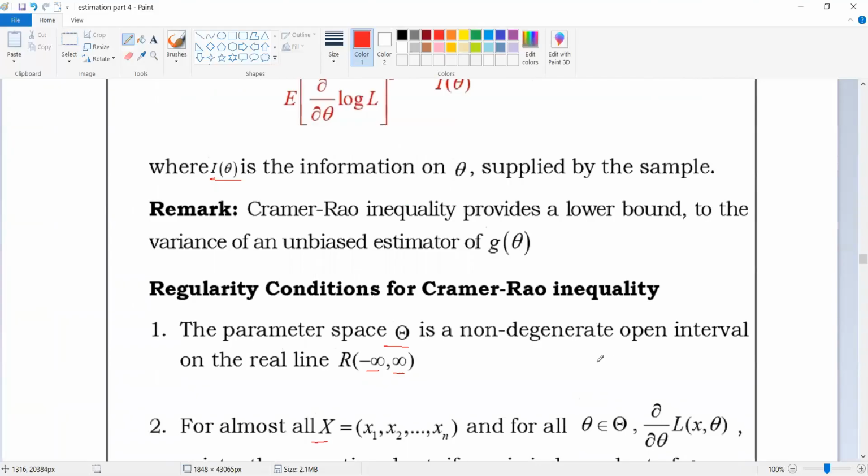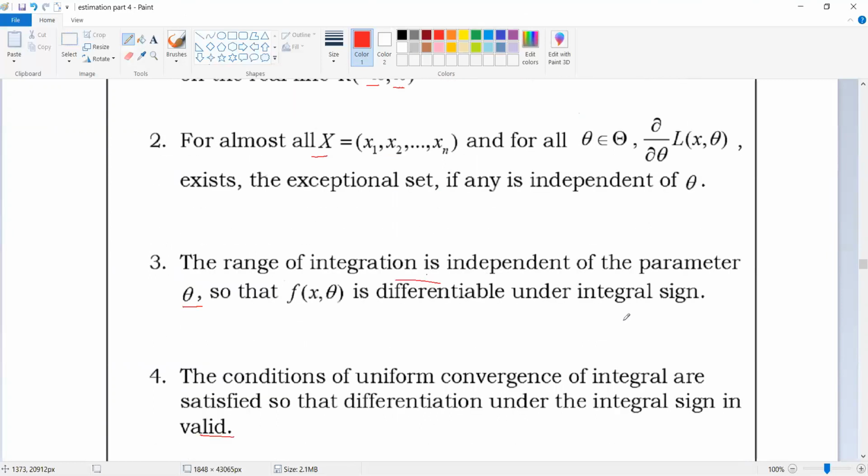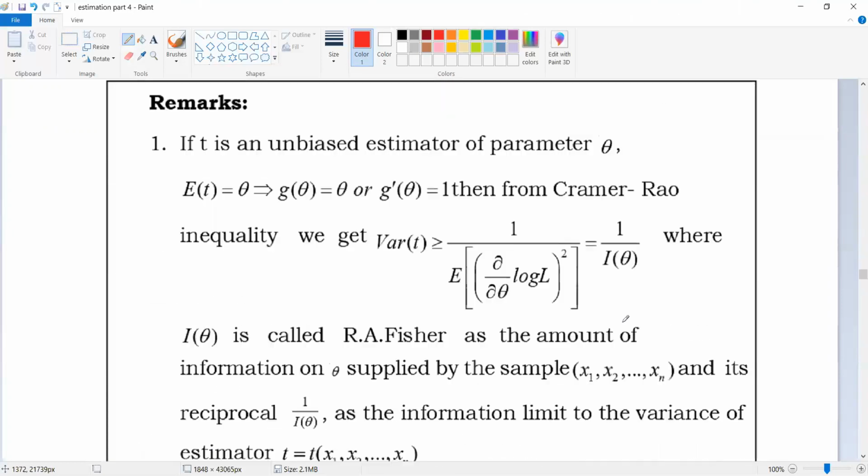In advanced level, you have to check the regularity conditions. After that, you apply the Cramer-Rao inequality. In degree level, you can directly go to using the remarks, and easily find the MVBs, minimum variance bound estimators.